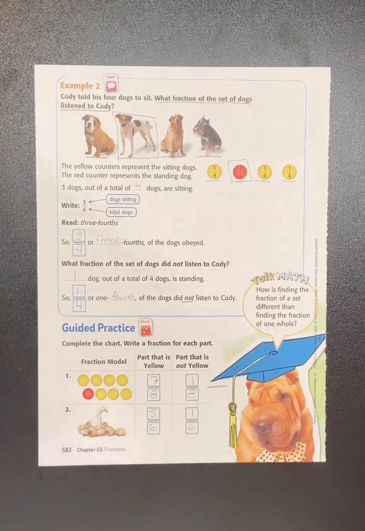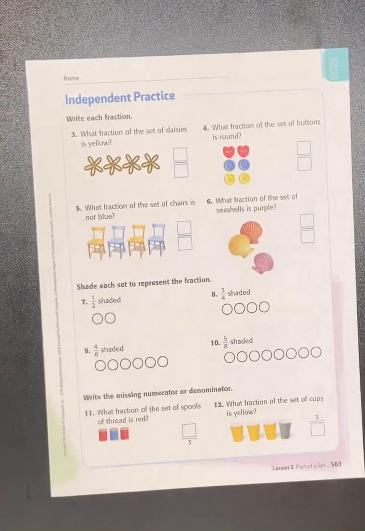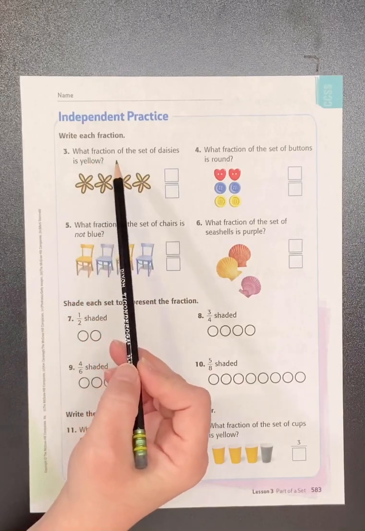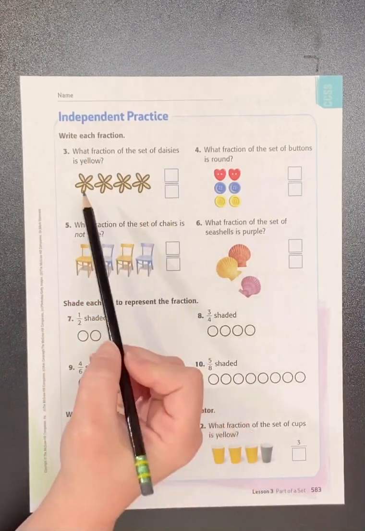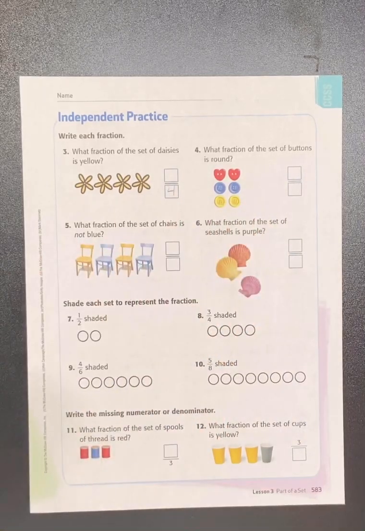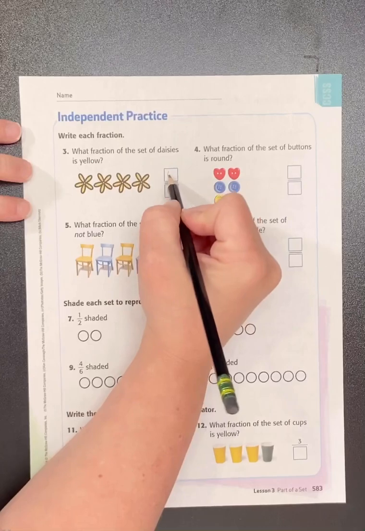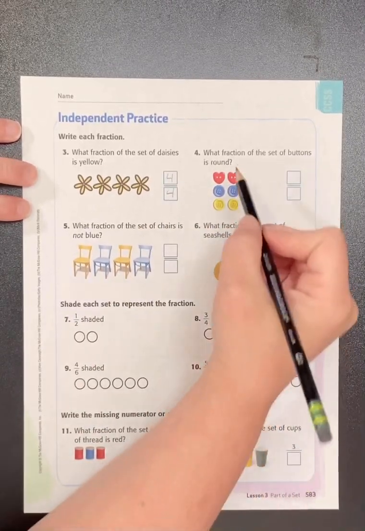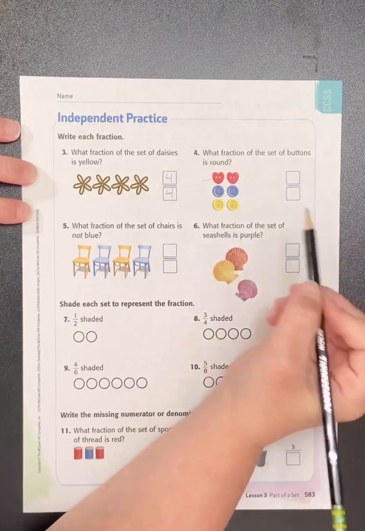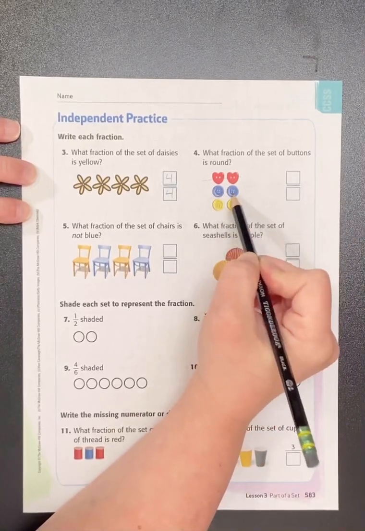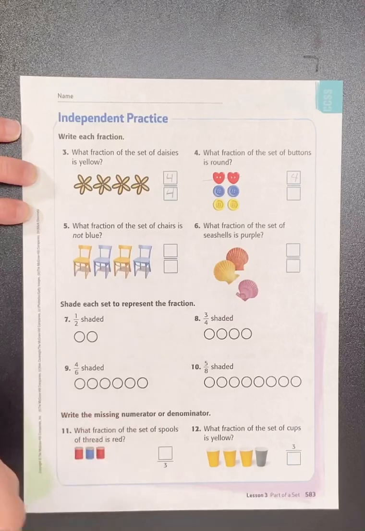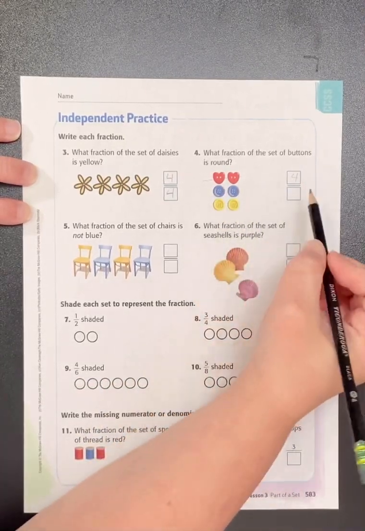Now let's look at just one more example. We're going to write each fraction. What fraction of the set of daisies is yellow? We have how many daisies? 1, 2, 3, 4. Wait a minute. They're all yellow. So that's 4/4. What fraction of the set of buttons is round? Well, these are hearts, so they're not round. And these are round. So that's 1, 2, 3, 4 round buttons. But what is our denominator? How many total parts do you have in the set? 1, 2, 3, 4, 5, 6 total parts in the set.